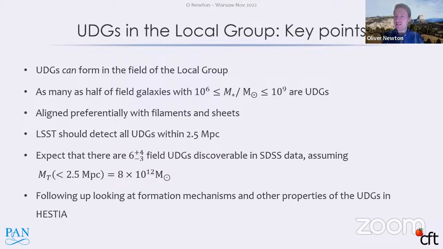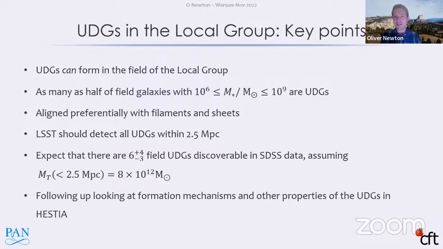When LSST is operational, it should detect basically all of the UDGs within 2.5 megaparsecs in its field of view. But within SDSS data that's already been taken, we expect that there are around 6 field UDGs that could be discoverable, with some assumption on the mass of the local group.